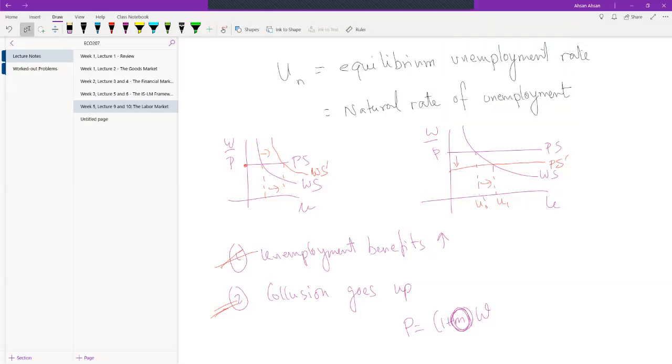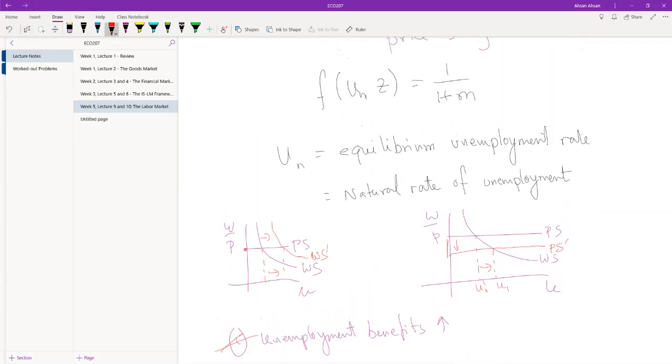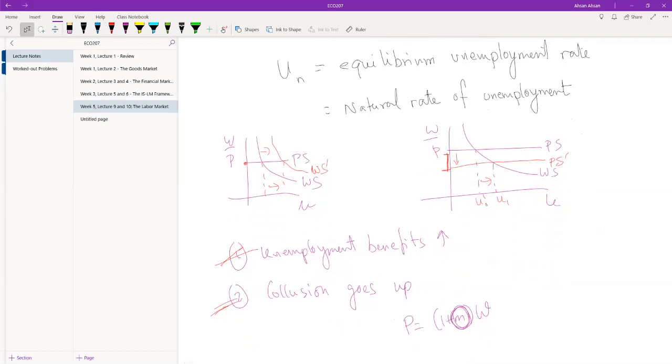Next question, why is unemployment going up? Okay, so collusion has gone up. As a result, the price level has gone up. As a result, your real wage has gone down. Why did it create unemployment in the economy? Because the reservation wage for some of the workers is no longer being met. So this fall in wage means that some of the workers are no longer willing to work at the existing wage level, and so they just stop working. As a result, unemployment goes up.